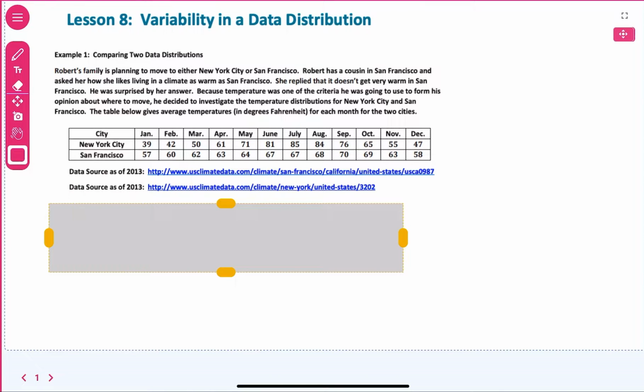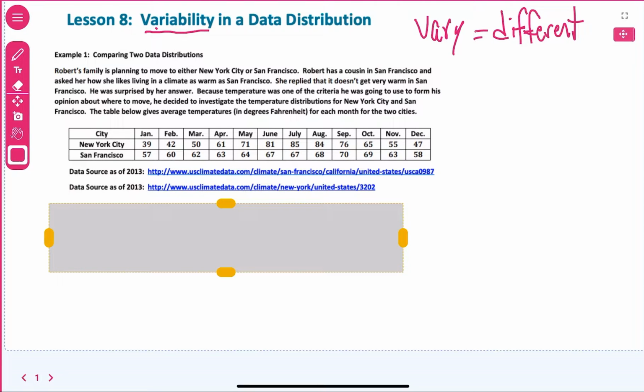Okay, this is Math 6, Module 6, Lesson 8, Variability in a Data Distribution. Whenever you hear the word variability, you need to think about how does it vary, or how is it different. Okay. So in example 1, it says comparing two data distributions.